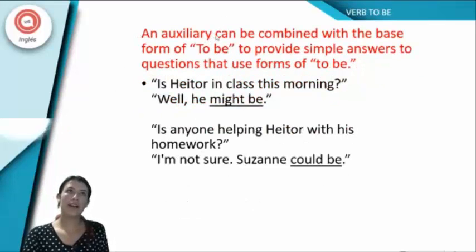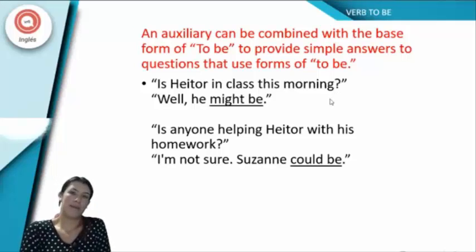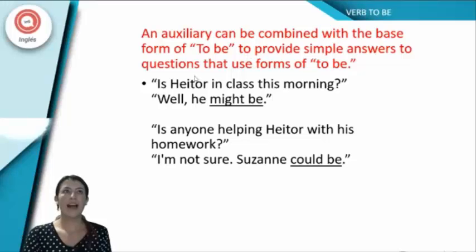So an auxiliary can be combined with the base from the verb to be to provide simple answers to questions that use forms of to be. Is Heather in class this morning? Well, he might be. So this, as an auxiliary, this is the verb might that is an auxiliary. And it needs to be completed by the verb to be for the idea to be understood. Okay? So, we have, is Heather in class this morning? Well, he might be. He might be.